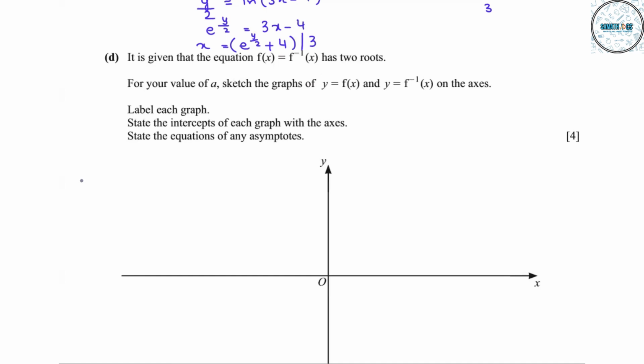As we know, the graph of ln function would be in the first and fourth quadrant. First of all, we will find where the graph intersects the x-axis. For that, we have to take y as 0. So we have the equation y is equal to 2 ln 3x minus 4. When we take y as 0, 0 is equal to 2 ln 3x minus 4.